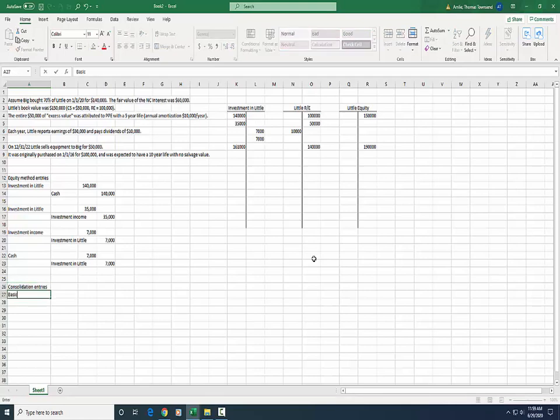First, we have our basic consolidation entry. And again, this one is based on book values. We're going to go ahead and eliminate the subsidiary's beginning of year owner's equity accounts.